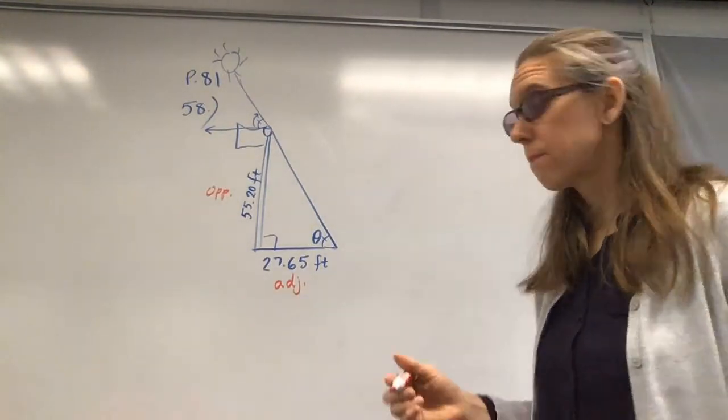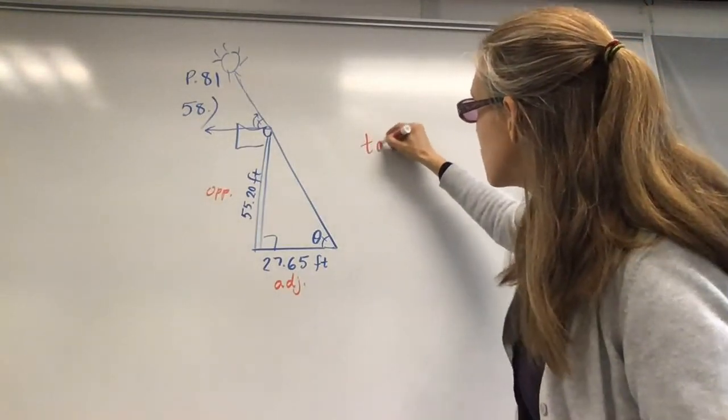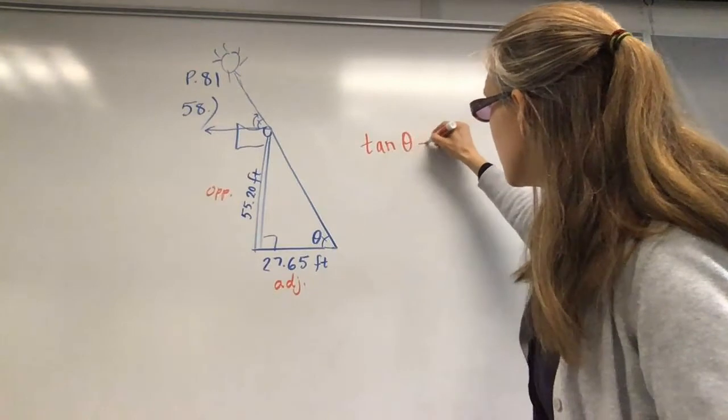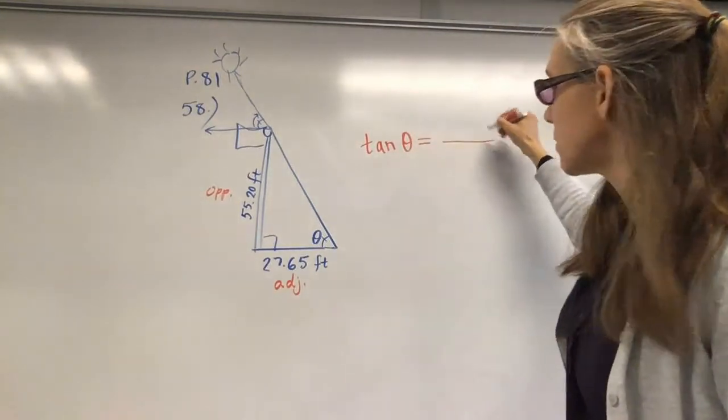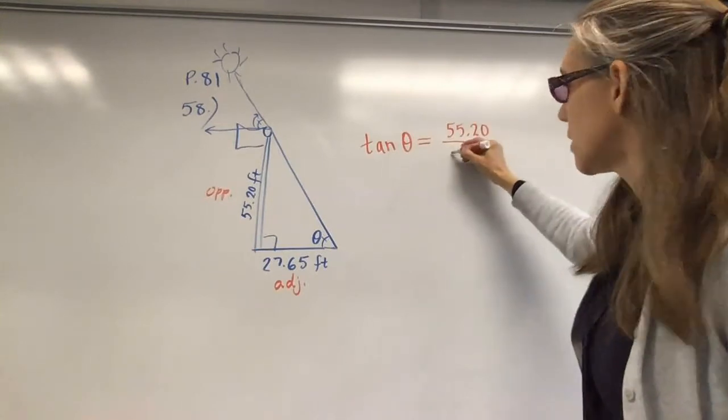So which trig function uses adjacent and opposite, or opposite and adjacent? Tangent, TOA. So what we want to do is set up the equation. Tangent theta is equal to opposite over adjacent.